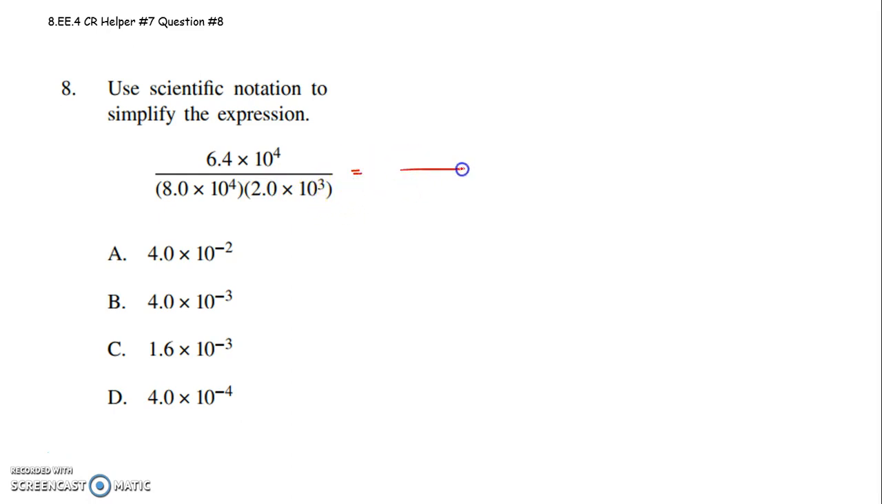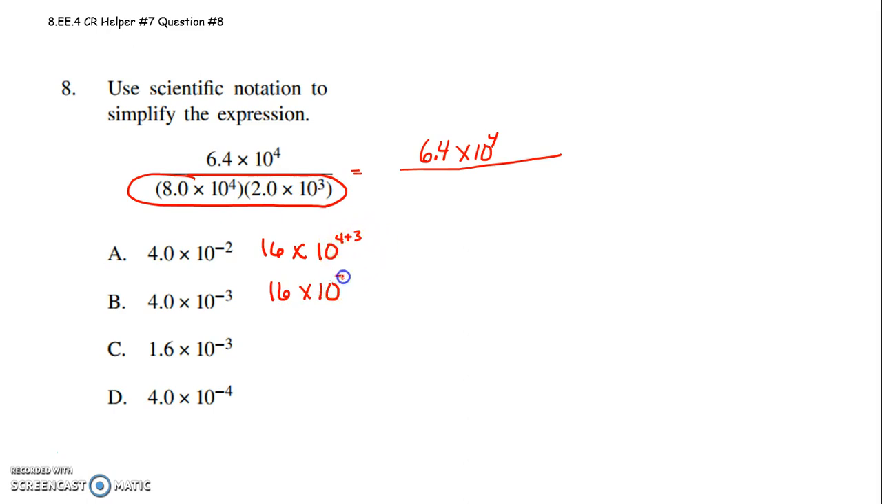So the first step here, you already have a single value in the numerator, so I don't have to do anything with yet. But now I have to multiply these two numbers so I have a single value in the denominator. First I'll multiply my first factors. 8 times 2 is 16 times, now if I'm multiplying with the same base, I keep my base of 10 and I add my exponents. That's 4 plus 3 there. So that's 16 times 10 to the 4 plus 3 is 7.